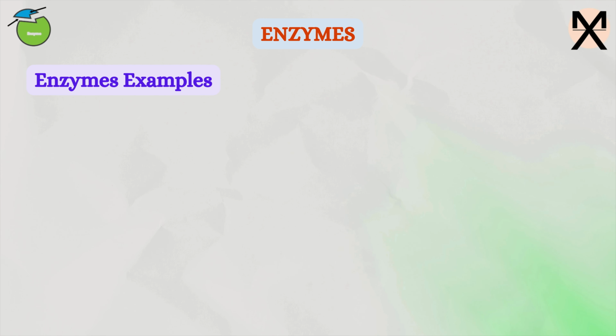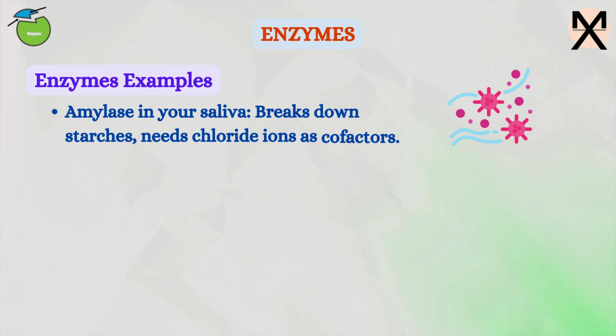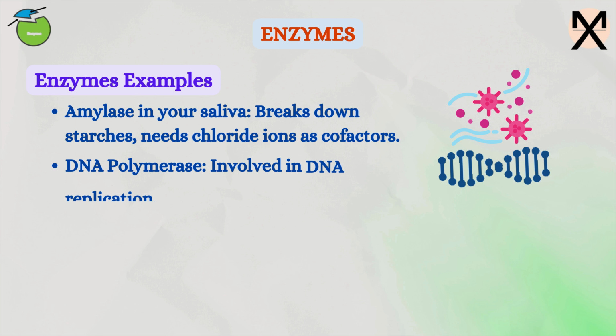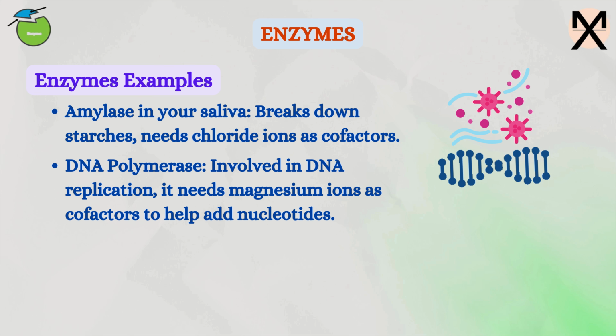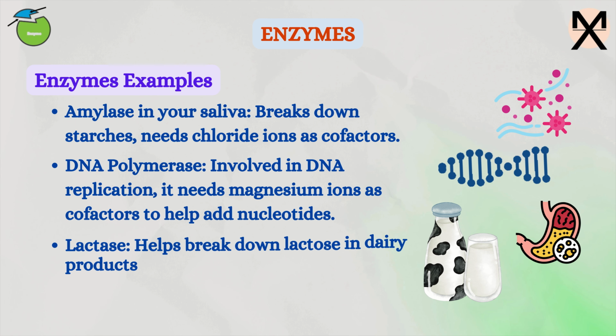Let me give you some real world examples. For example, amylase in your saliva, which breaks down starch, needs chloride ions as a cofactor. Similarly, DNA polymerase, which is involved in DNA replication, needs magnesium ions as a cofactor. Moving forward, we have lactase, which helps break down lactose in dairy products.